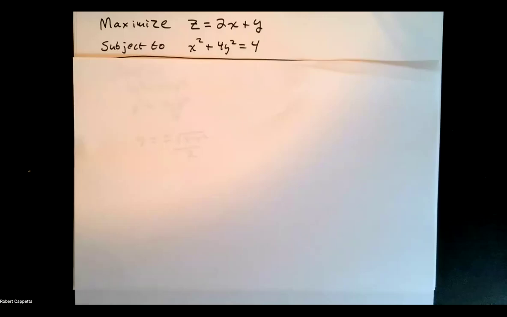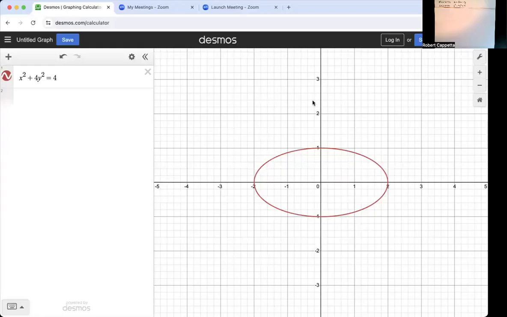For this lesson, we want to maximize z equals 2x plus y subject to the constraint equation x squared plus 4y squared equals 4. So what exactly are we trying to do here? Let's visualize it with the geometry first. So I've got the graph here of x squared plus 4y squared equals 4. We want to find which point on this ellipse gives us the biggest value for z equals 2x plus y.